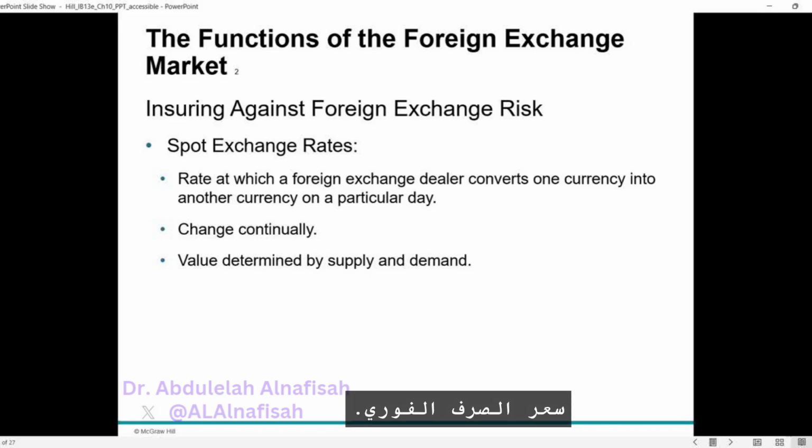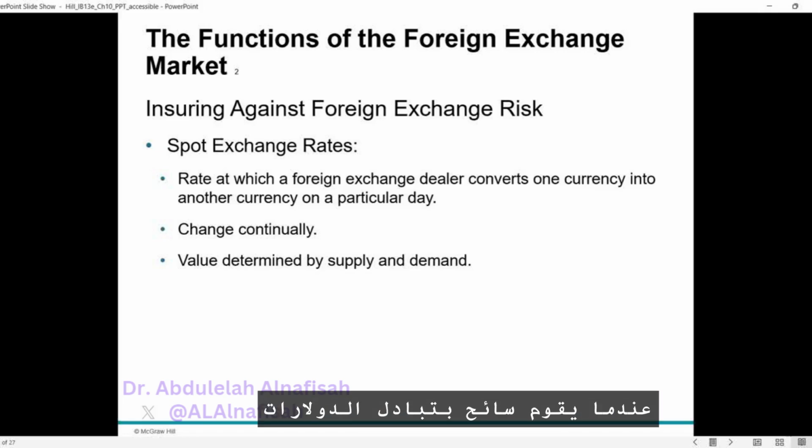Spot exchange rates. When two parties agree to exchange currency immediately, they use the spot exchange rate, which is the current rate for that day's transaction. For instance, when a U.S. tourist exchanges dollars for pounds at a bank, they use the spot rate. This rate constantly fluctuates, determined by real-time demand and supply for each currency. If demand for U.S. dollars rises while demand for British pounds falls, the dollar may appreciate against the pound.